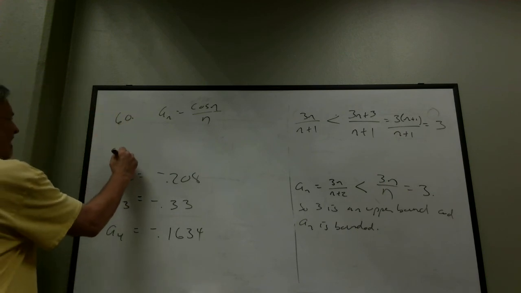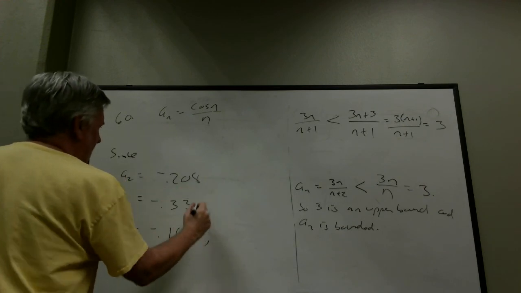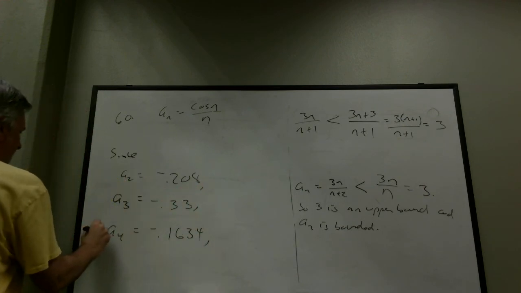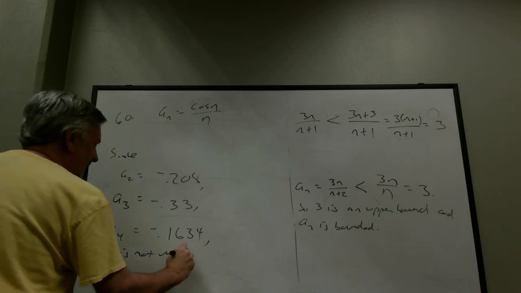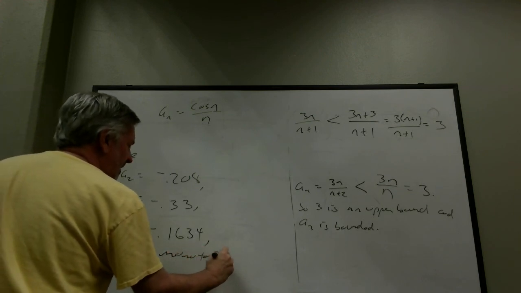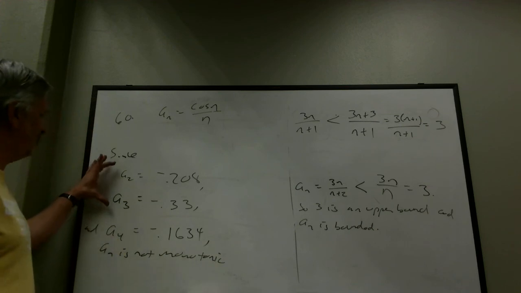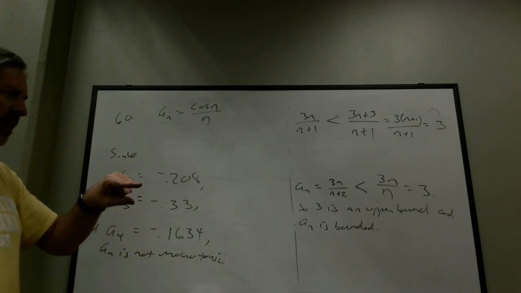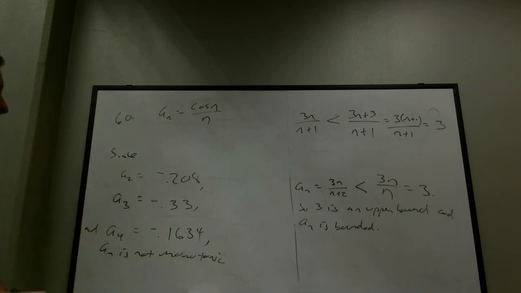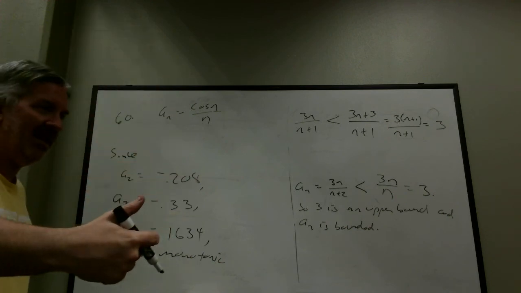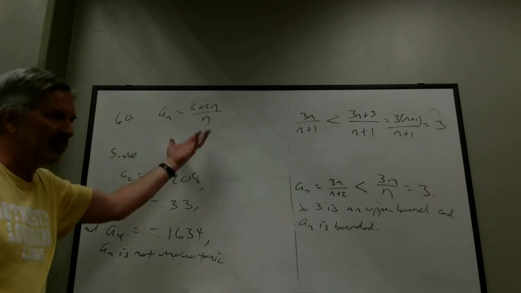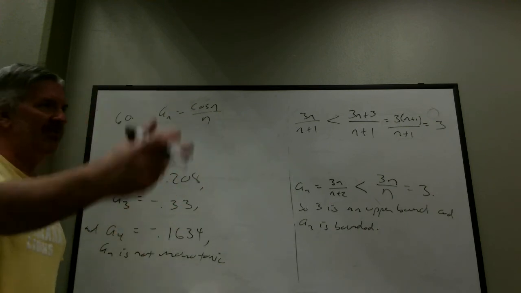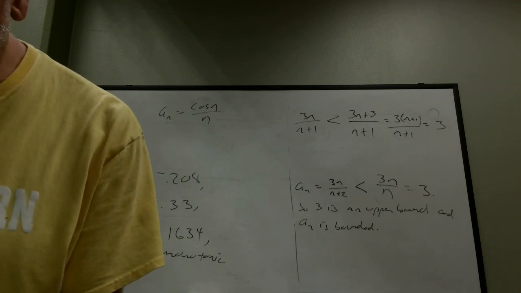So since that's true, a_n is not monotonic. To show a sequence is not monotonic, like I said, just find three values in a row where you get bigger then smaller, or smaller then bigger. That's all you have to show. To show monotonicity, you have to do something like we did before, like with the derivative, or convince yourself you're always going to be getting bigger or smaller.